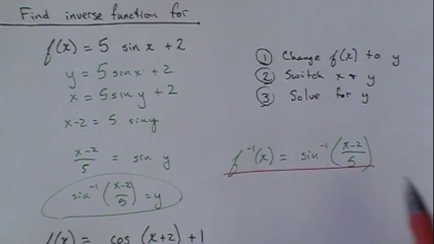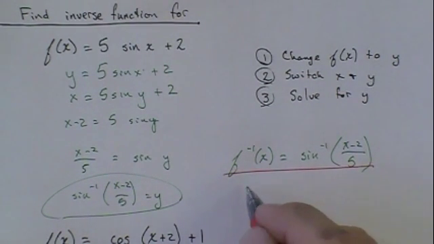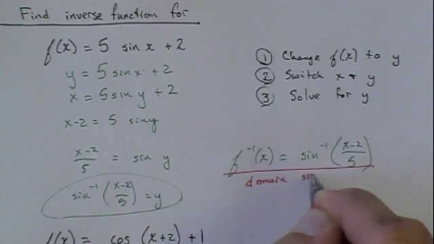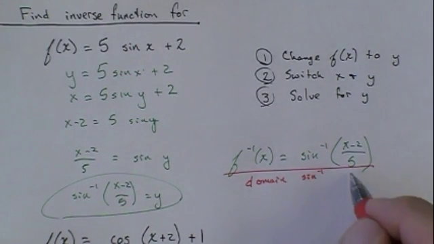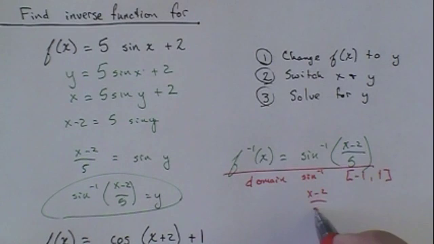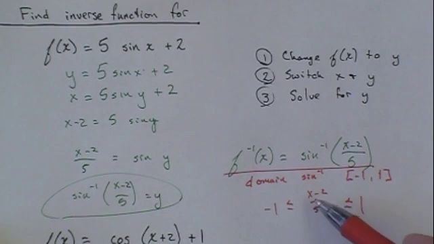Now we know that the domain of the inverse of sine is -1 to 1. So if we look at this value of x minus 2 over 5, we know that it has to be in between -1 and 1 when we plug that in for the inverse of sine. So we ask, what can we plug in for x that is still going to be in between -1 and 1?